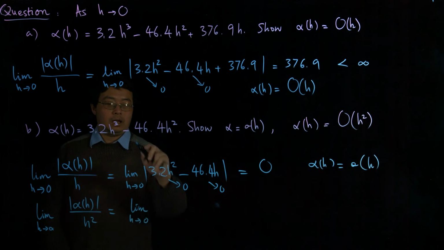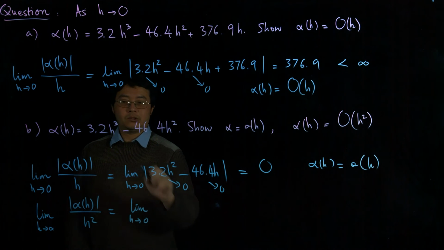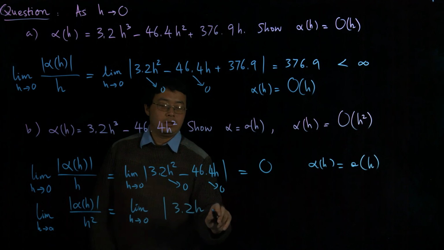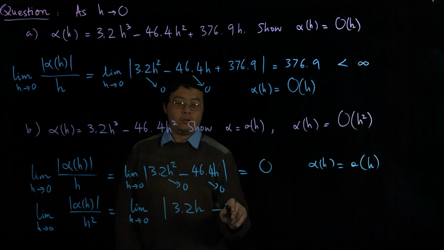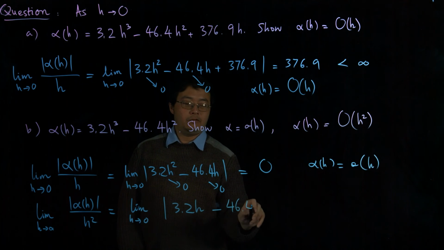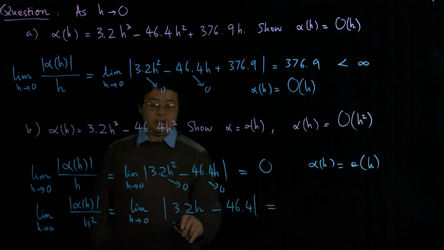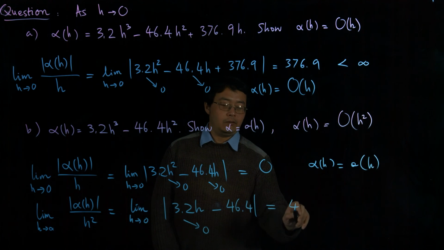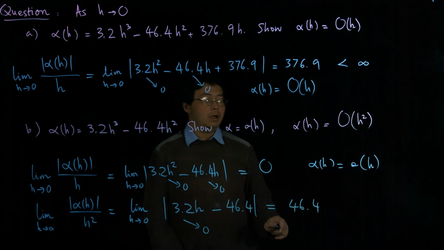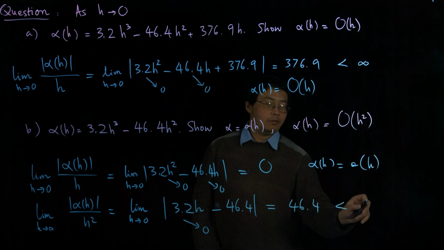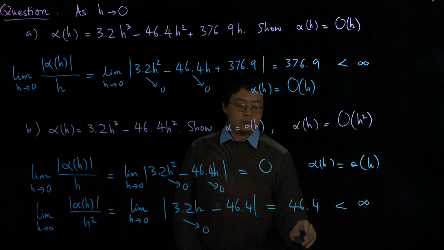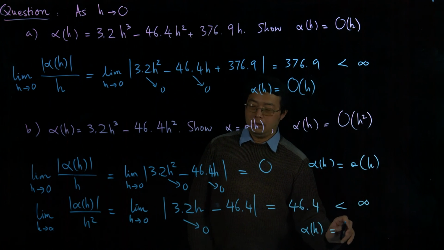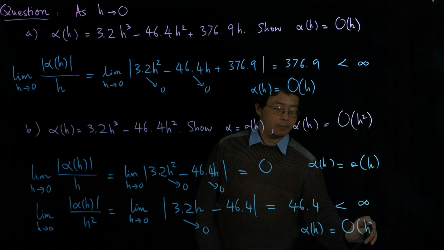We take the first term and divide it by h squared, then we get 3.2 h. And the second term, we divide by h squared, then we get 46.4. When you take the limit as h goes to 0, the first term goes to 0, but the second term stays at 46.4. And because this is a positive and finite number, we conclude that alpha h is a big O of h squared.